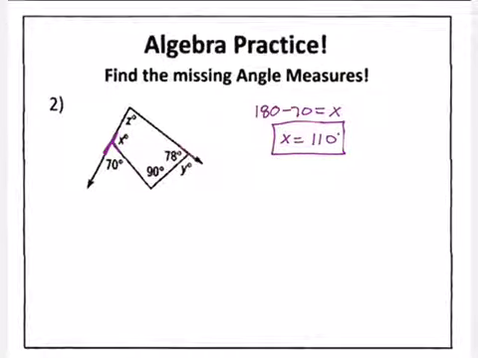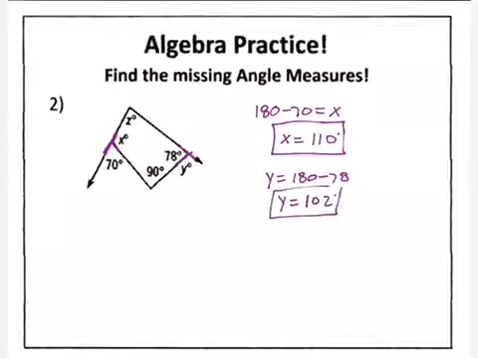y, same idea, linear pair. So to find y, you take 180 minus 78. You're going to get y to equal 102. And then to find z, we know that all of the angles inside of this four-sided shape should add up to 360. So we're going to subtract all of the angles we know, including the 110 for the x here, from 360, and we should get z equals 82 degrees.